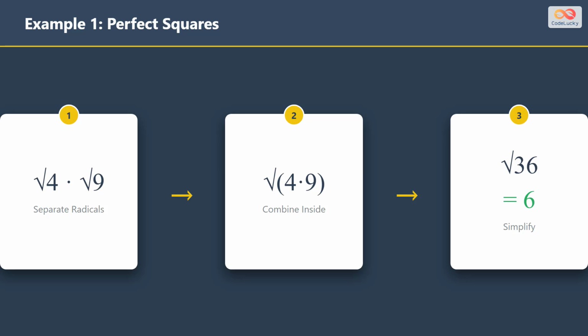Let's look at a simple example using perfect squares. Suppose we have the square root of 4 multiplied by the square root of 9. We can combine them under one radical to get the square root of 4 times 9, which is 36. The square root of 36 simplifies to 6.